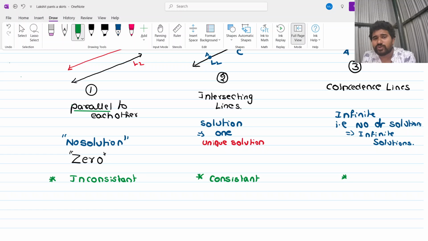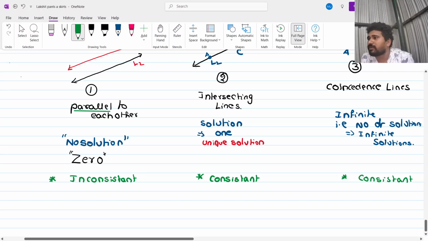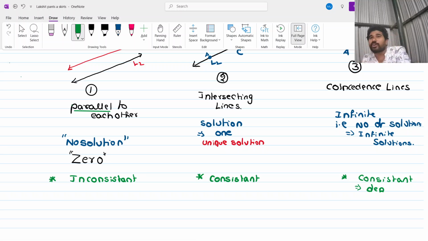Yes, we have. So we can call it also consistent. But remember, this is special. We call it dependent consistent. You can use consistent, no problem according to your textbook. Particularly in options, if they give coincident lines, dependent consistent, if it is there, consistence if it is there.